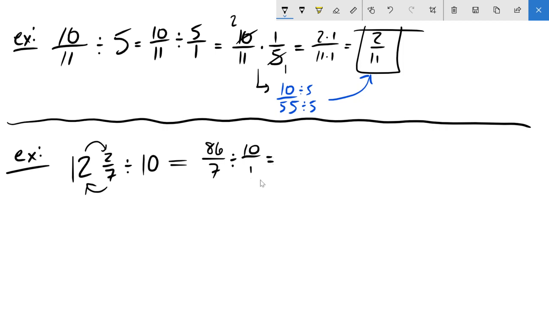It looks just like a fraction division problem. So now we know which one gets flipped. It's got to be the second fraction. So 10 over 1 becomes 1 over 10. And then you just follow the rules.